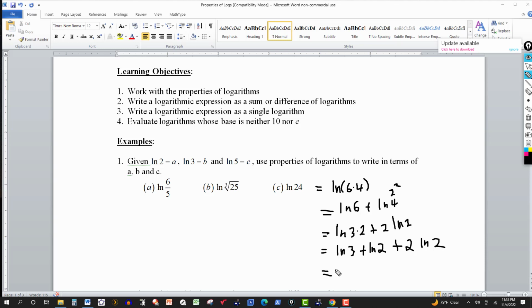Natural log of 3, that would be b. And of course here I can actually combine these. So it's 1 log of 2 and 2 log of 2. This would be 3 log of 2. Now I'll continue with this and say this is still going to be b here. Plus 3 log of 2, and the log of 2 is a. So this would be 3a. Cancel this.